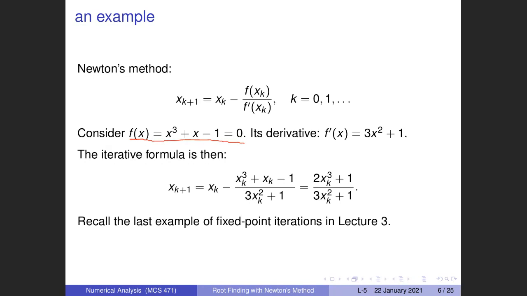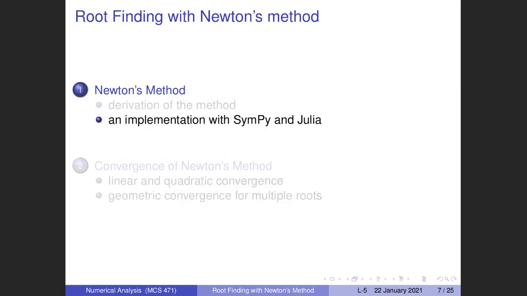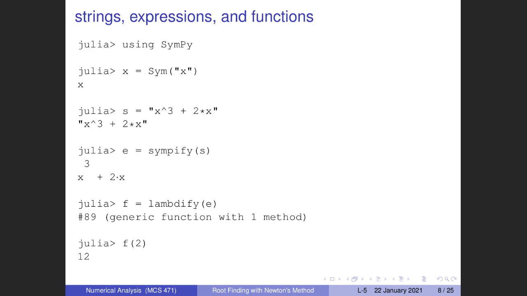So in a way, we could see Newton's method as a method to make fixed point iterations. So the formula that is on this slide here is the same formula as we used in lecture 3. All right, all good on paper. So let's now go to the definition.